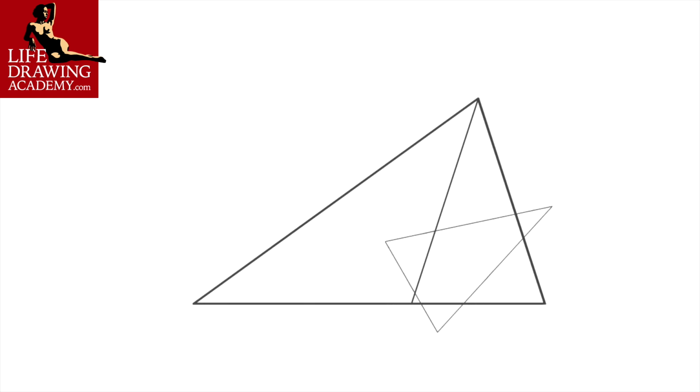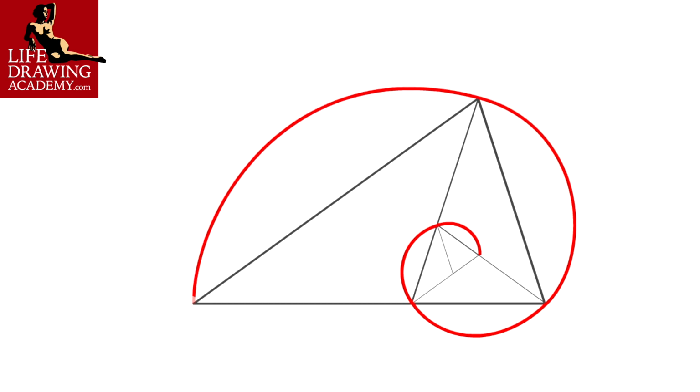Here's the method of the triangles. The golden triangle is taken from the pentad. This triangle is duplicated and scaled to fit a previous triangle. A spiral curve goes around the triangle's corners.